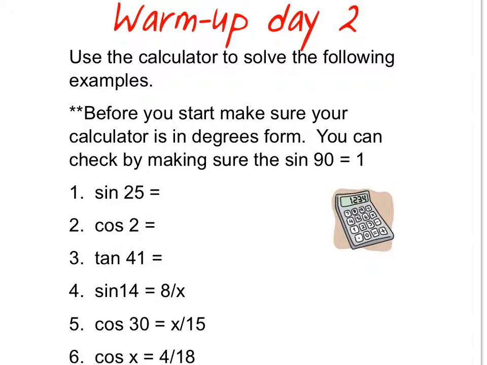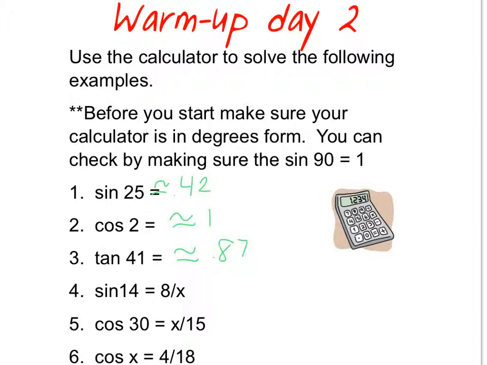So we're going to solve our first one by just putting in sine of 25 equals. I would round to the nearest hundredth, so this is 0.422, so my answer is about 42 hundredths. Then I'm going to put in cosine of 2 equals 0.999, so it's about 1. It's going to round up. Tangent of 41 is about 0.8693, it's going to round up to 87 hundredths.